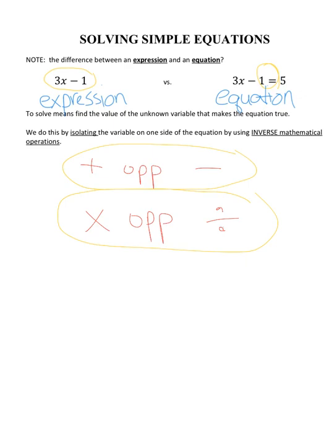So we use opposite operations to isolate the variable, and we actually use them in the opposite order of BEDMAS, meaning that we deal with our addition and subtraction first, and then we deal with our multiplication and division last. I'll show you what I mean on the next slide.